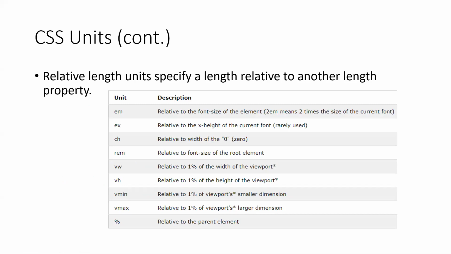Then there are relative length units, many again, but the emphasis is on EM, which means relative to the font size of the element. This is the commonly used one, and you should know exactly how to use it. For example, 2 EM means 2 times the size of the current font. Normally browsers' default size is 16 pixels, so 1 EM is 16 pixels, right? Then you can calculate the number of pixels depending on the values. But that could be changed.